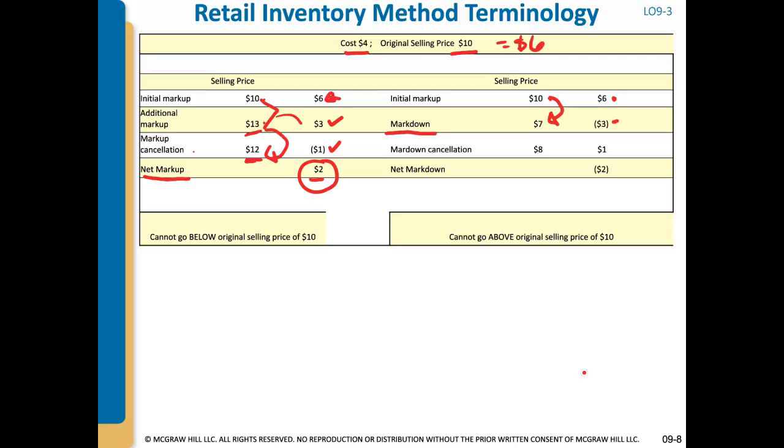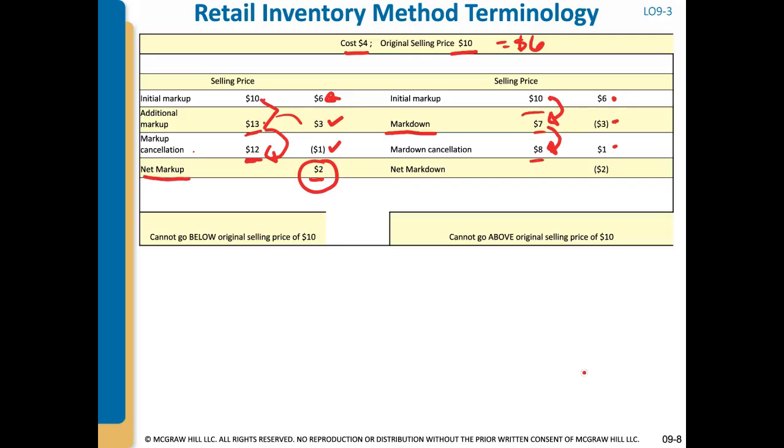Well, you've been selling at $7 and it's kind of selling better than you expected. So you're going to increase the price a little bit to see if it still sells. So you're going to add $1 to your sales price. So now instead of $7, you're going to sell at $8. And that's called markdown cancellation. The markdown cancellation is $1.